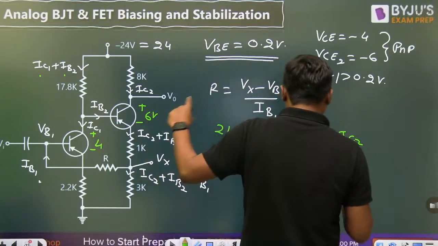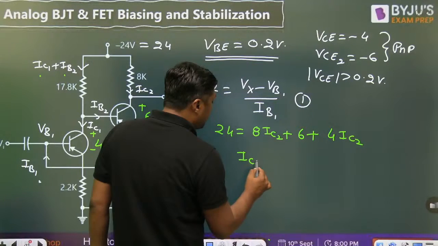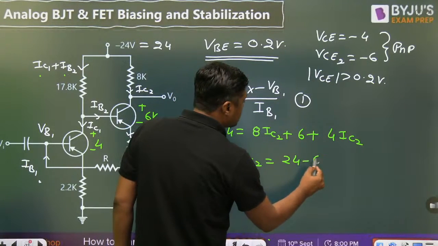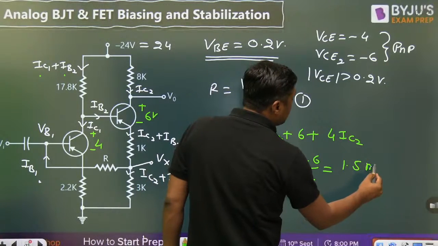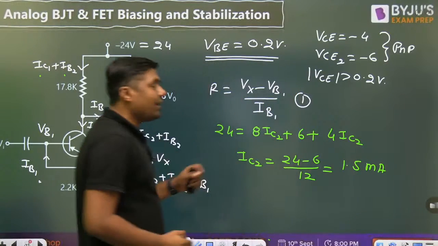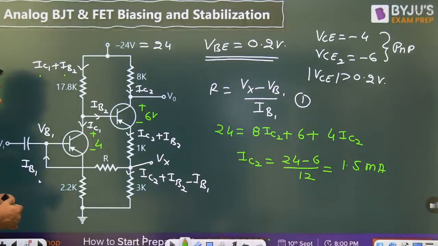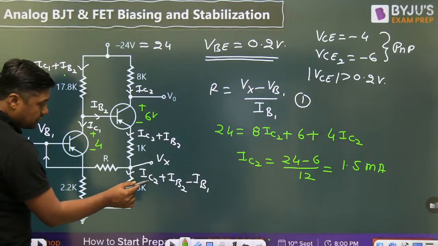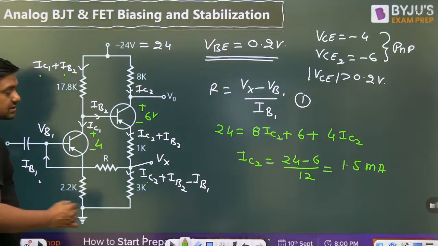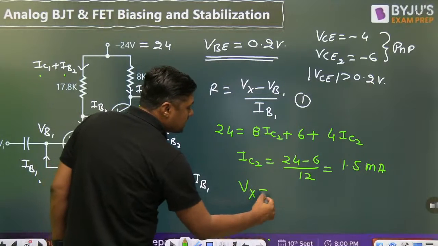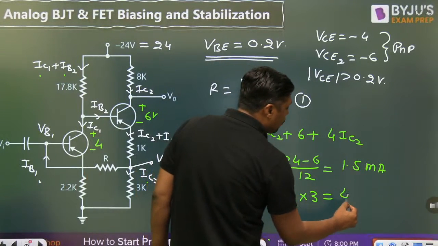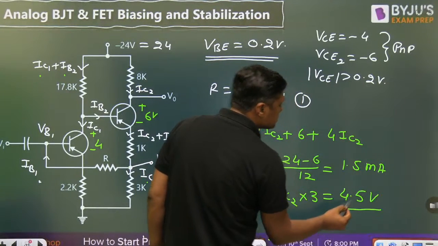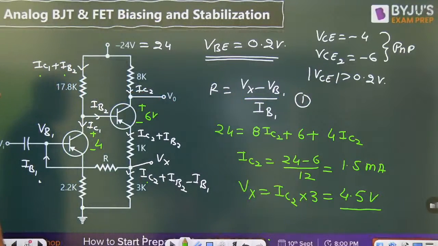From this you are going to get IC2 is equal to 24 minus 6 divided by 12, which is 1.5 milliampere. This is the value of IC2. Why are we finding IC2? Once you have IC2, you can find the value of Vx. Vx is equal to IC2 into 3, that is nothing but 4.5 volt. 4.5 volt at this point.